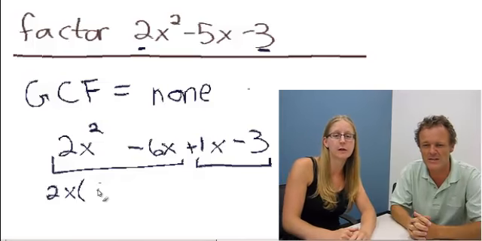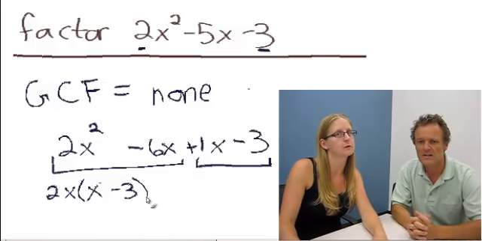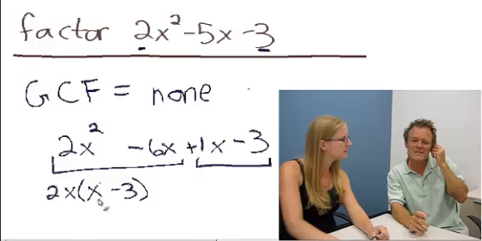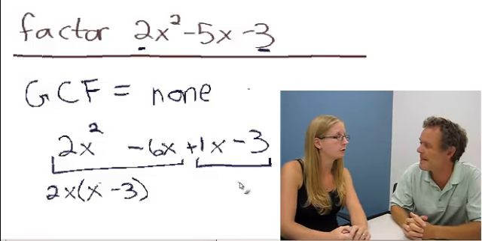So you take a 2x out, and that leaves me with x minus 3. You take the 2x out, and the parentheses holds what's left over. We can check this. How do you check that? With the distributive law: if I distribute the 2x, I get 2x squared minus 6x, so that works. Always check it; it's always worthwhile to check.